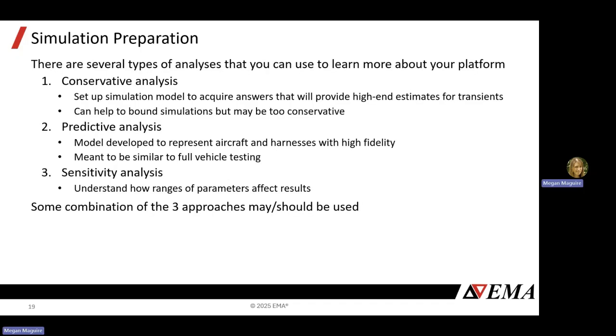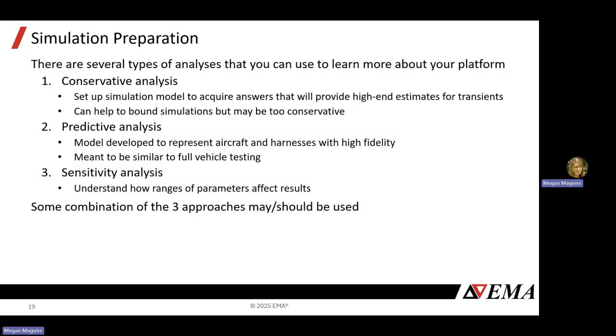For simulation preparation, there are several different types of analyses you can use to learn about your platform. Those are a conservative approach, a predictive approach, or sensitivity analysis. For the conservative analysis, you want to set up your simulation such that it will provide high-end or worst-case estimates for transients. You can use this to bound your problem. So what would be the worst thing that you'd see? In this case, maybe you'd be using a very severe environment that you may not otherwise see, or you can be using open circuit voltage, short circuit current, things like that, or very poor bonding.